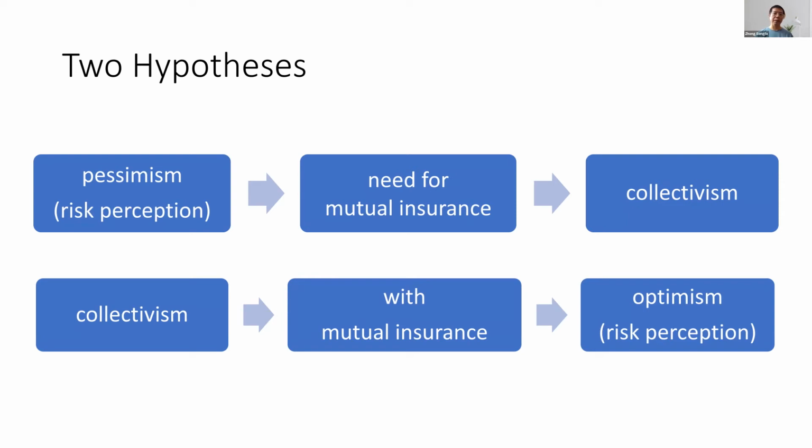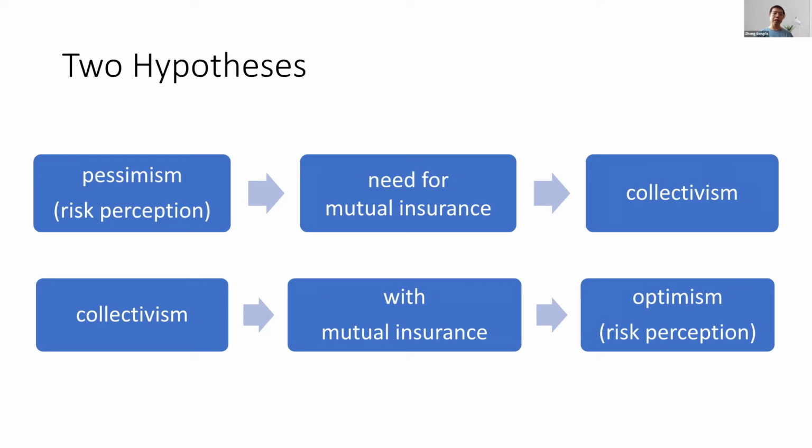And the other hypothesis is the reverse of it: imagine that people in a connectivism culture get protection from the social group, and in a way they have some form of mutual insurance. And this may give rise to a sense of optimism and affects how they perceive risk. So essentially these two hypotheses tend to go in different ways.